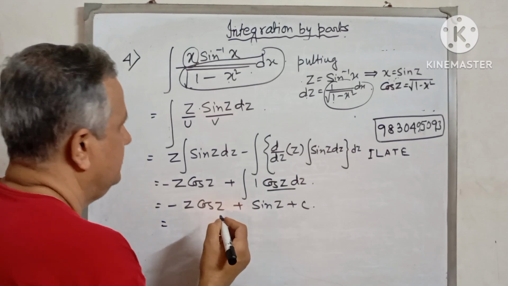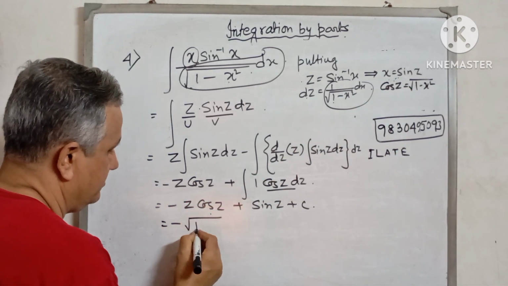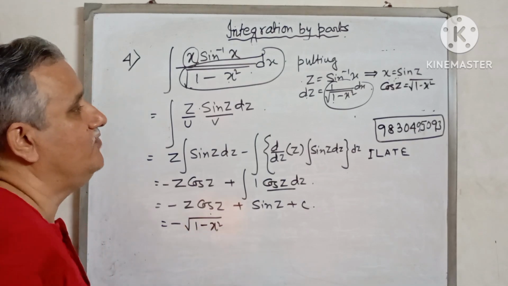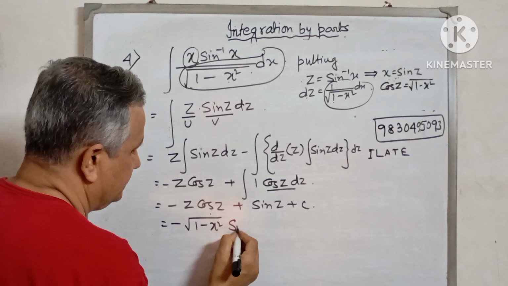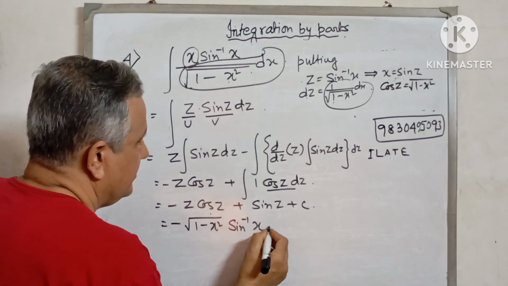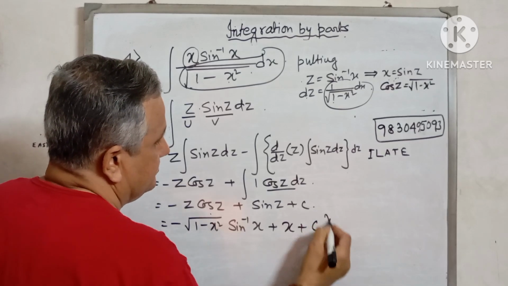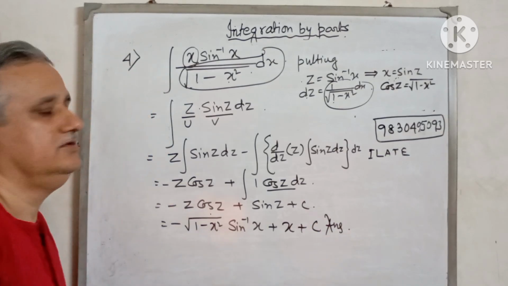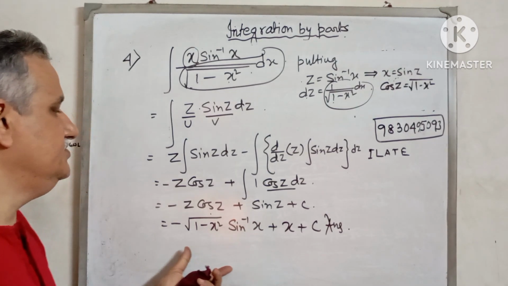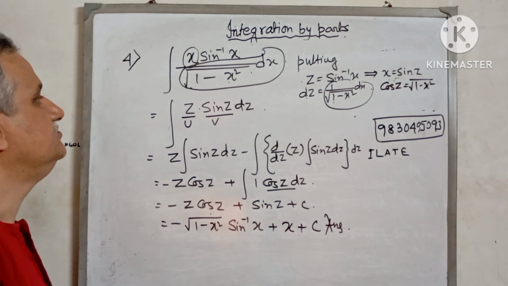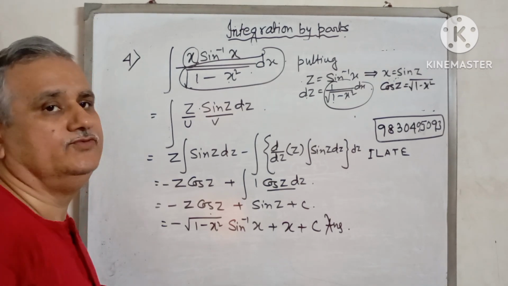Now replacing, cos z is root over 1 minus x square into z. Z means sin inverse x and sin z is x plus c. This is our answer. Very simple problem. Just putting z equal to sin inverse x, or we can put x equal to sin theta.